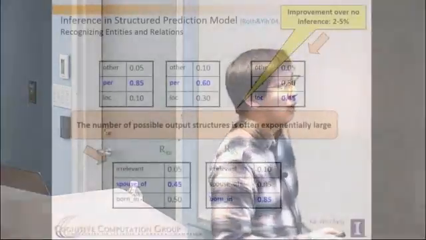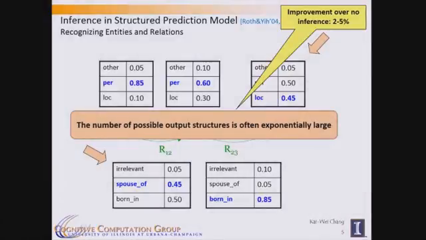Yeah. Right. So, if you make global predictions, you can get a more accurate model. However, if you consider all the combinations of these individual predictions, then the output space can be exponentially large. And this causes some scalability problems.